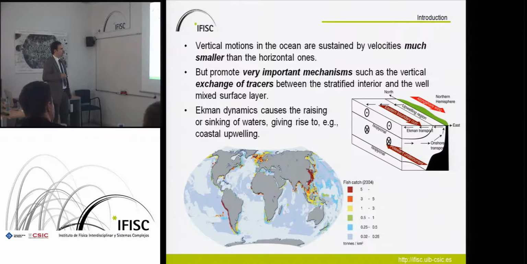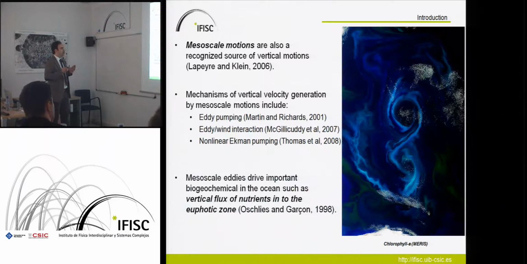Fish catch are concentrated along the shores where this coastal upwelling occurs. So, coastal upwelling is an example of an important process that is sustained by vertical motions, but it is a large-scale process. However, the mesoscale motions which occur at smaller scales are also very important and are a recognized source of vertical motions in the ocean.